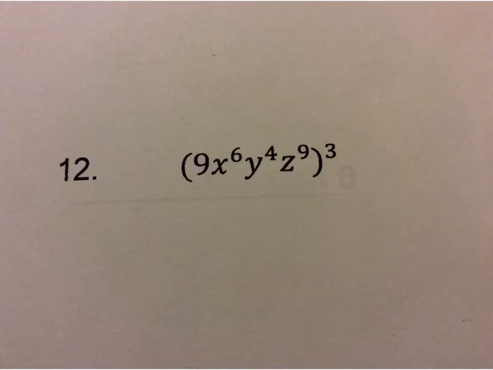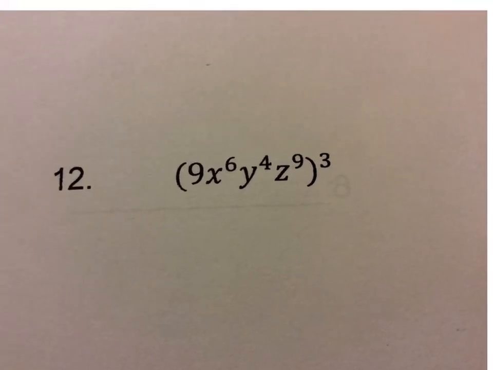All right, here's number 12. So this is a power to a power because again we have a parentheses raised to a power. So we're going to start with our coefficient. So this really says what is 9 to the third power. So we have to take 9 times 9 times 9. This is 81. Times 9 is 729. So there's my coefficient.